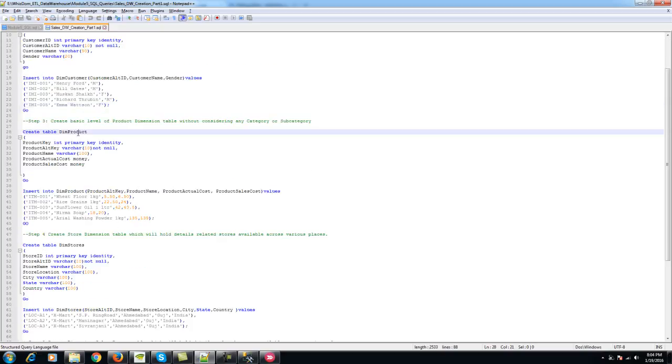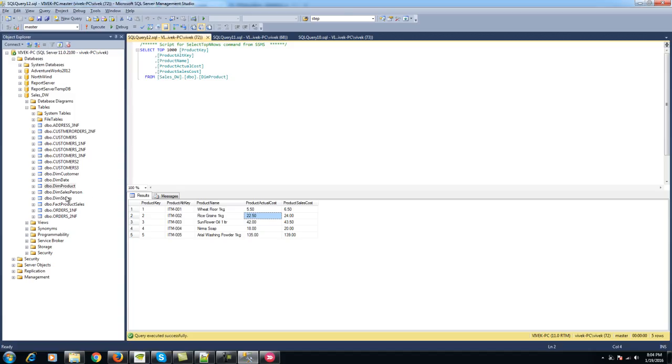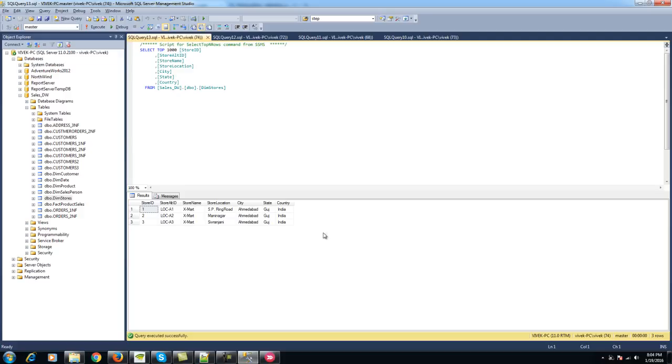The third dimension is the stores, since I have multiple stores. So I would like to create a store table because I might have some stores in Ahmedabad, some in Gujarat, in Calcutta, and some in Bangalore. And I might have multiple stores in the same location. So it is very important to see that I have one store located in Sirangi, one in Maninagar and one in SP Ring Road, all in the same Ahmedabad city.